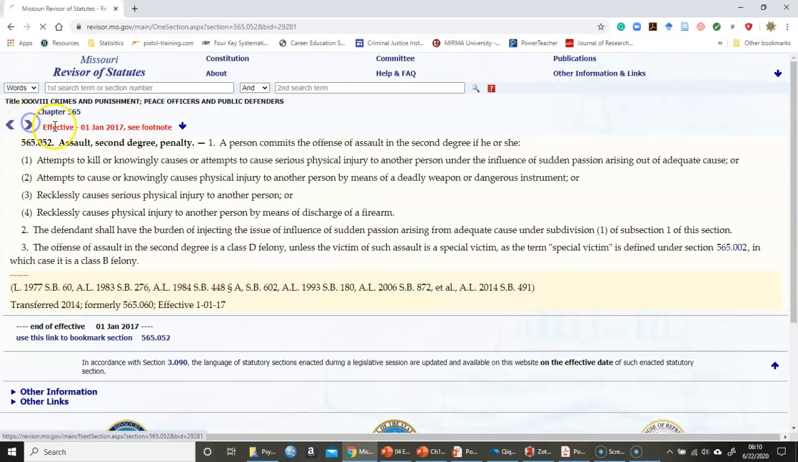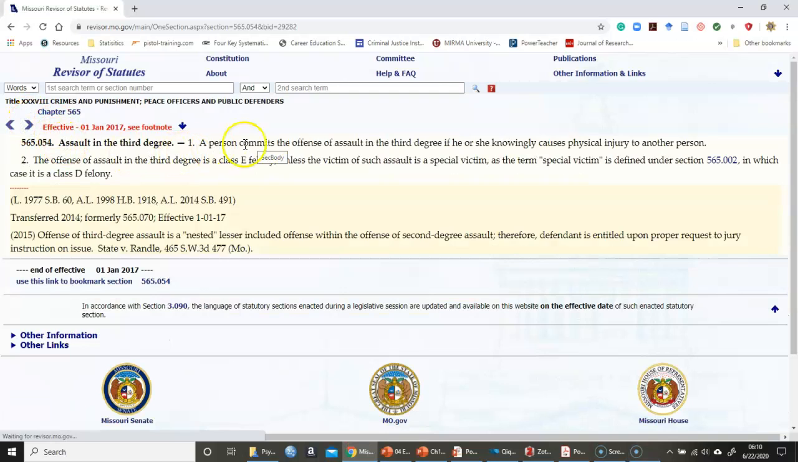For assault in the third degree, the person commits the offense of assault in the third degree if they knowingly cause physical injury to another person. It doesn't say serious physical injury. So any injury right here is going to fall under that third degree. And you'll notice that when we start looking at this, it's still a felony. The offense of assault in the third degree is a Class E felony.